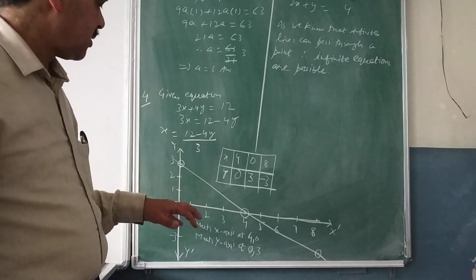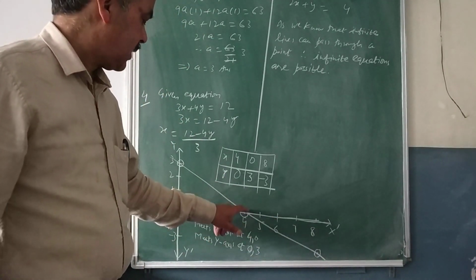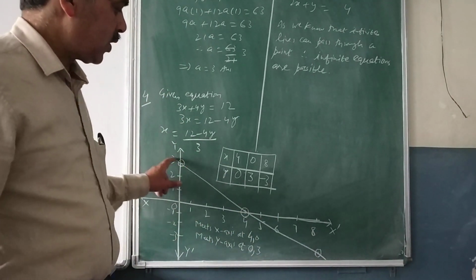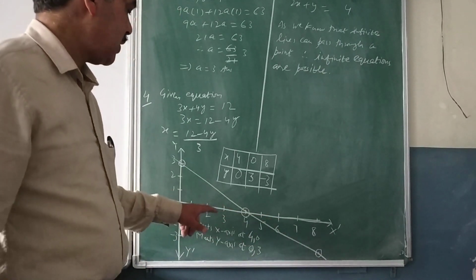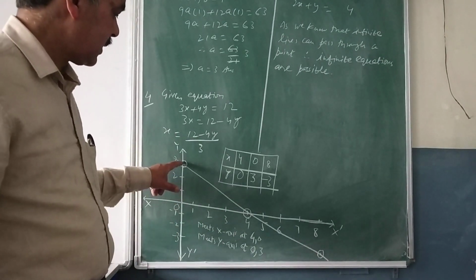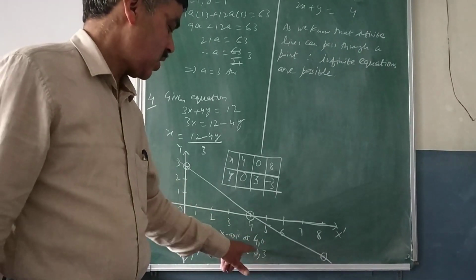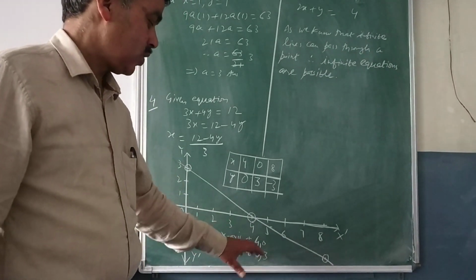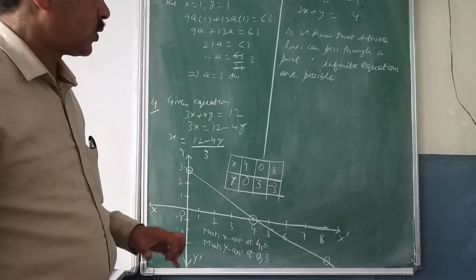Then answer the second part. Now you see this line is intersecting the x-axis here and the y-axis here. So the point of intersection on the x-axis is 4, 0, and the point of intersection of this line on the y-axis is here, that is 0, 3. So write down that answer, because marks are there for this. So do not forget it. In that way you have to answer question number 4.